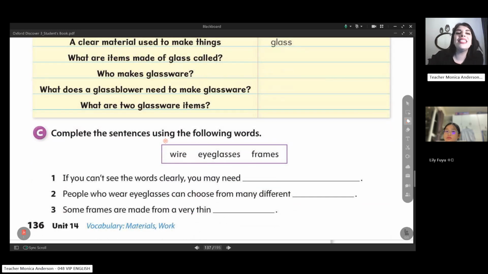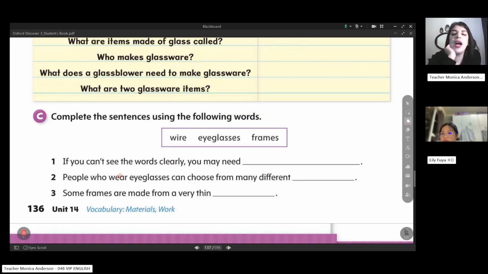Now, complete the sentences using the following words. Number one, could you read it, please? If you can't see the words clearly, you may need eyeglasses. Just glasses. This is g, not k. Eyeglasses. People who wear eyeglasses can choose from many brands. So what is your problem with G? Eyeglasses, glasses, of course, eyeglasses. And people who wear glasses can choose from many different frames.